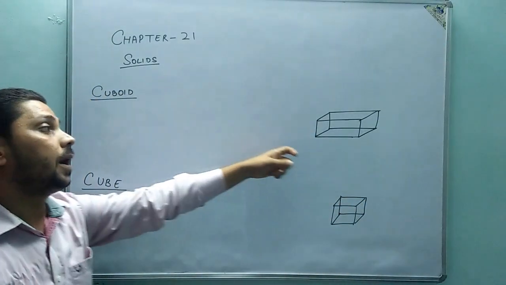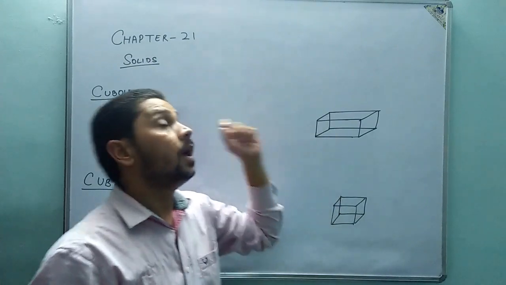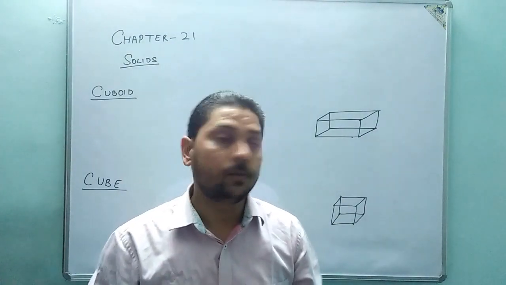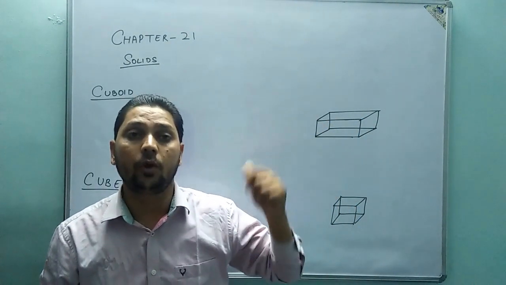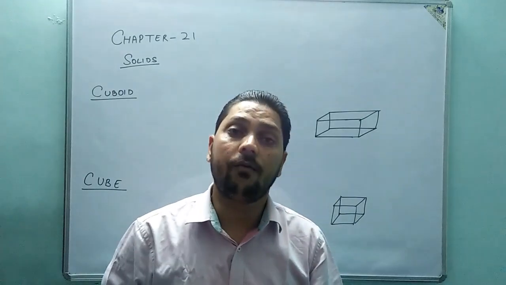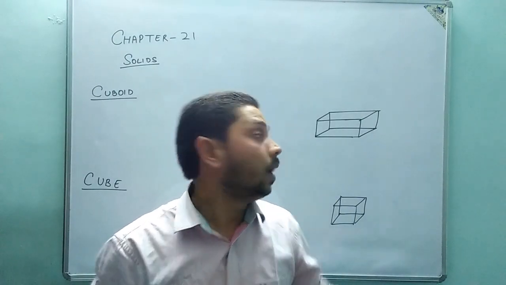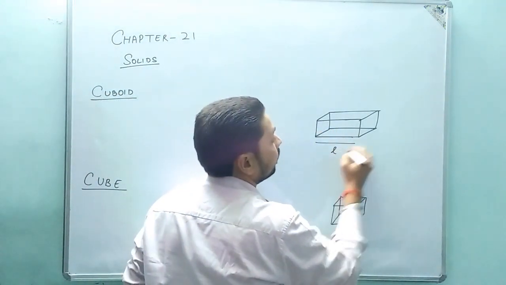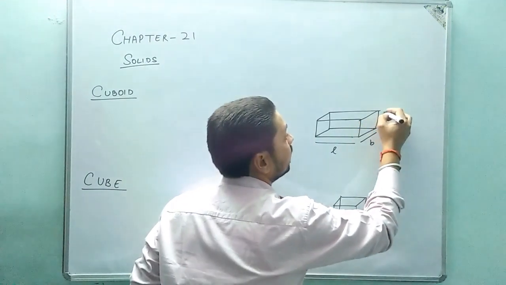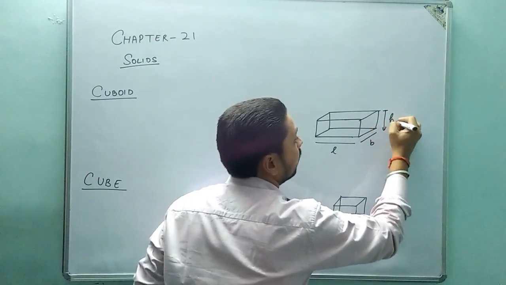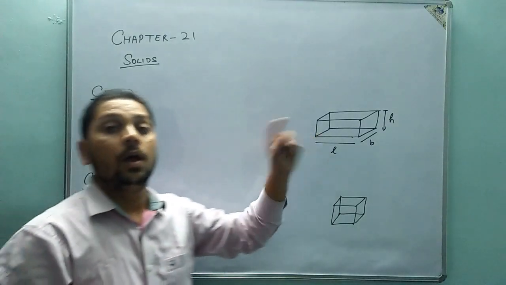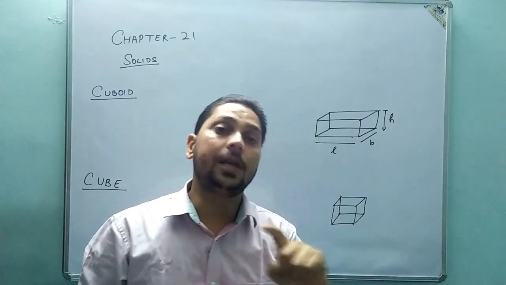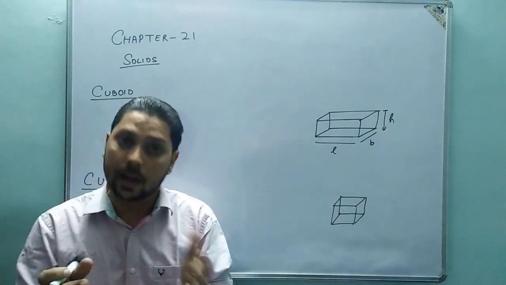So here we have a geometrical three-dimensional figure, the cuboid. A cuboid is a three-dimensional figure having six faces, and each face is a rectangle. Here we have three dimensions of this cuboid: length, this will be your breadth, and this particular side will be the height of your cuboid. This cuboid is made up of six rectangular parts.